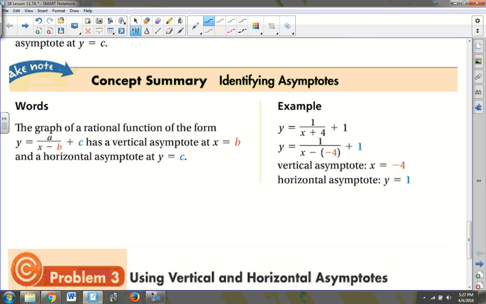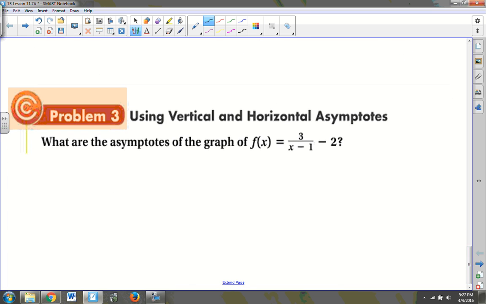Now, when we are identifying vertical and horizontal asymptotes, when we see a function like this, y equals some number over x minus something plus something at the end, the number down underneath the fraction with the x is our vertical asymptote. That's our excluded value. And then our horizontal asymptote is wherever that value is at the end of the function. So here's what I might ask you to do. I might ask you to find the asymptotes of this graph. F of x equals 3 over x minus 1, all of that minus 2.